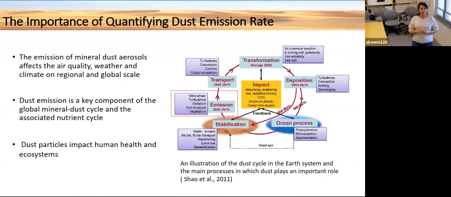So it's important to work on quantifying dust emission rate, because we cannot get an accurate estimation of the aerosol concentration in the atmosphere without an accurate estimation of dust emission rate.